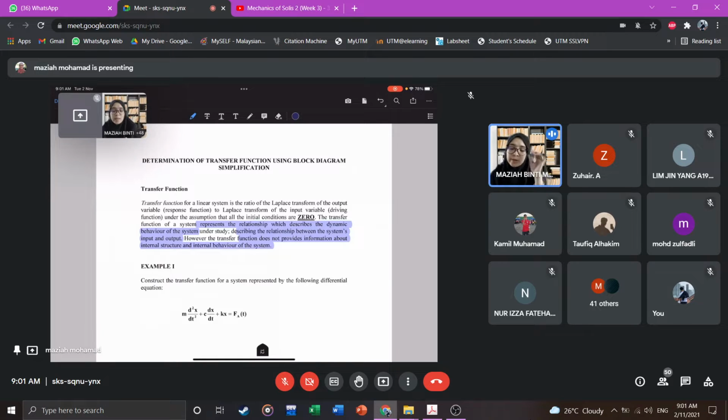The information about internal structure and internal behavior can be obtained if you're using a block diagram system. Meaning we draw the block diagram, so we can know the flow, we can know the internal behavior. For the spring, how it will behave, for the damper, how it will behave, for the mass, how it will behave. We will be able to see that.